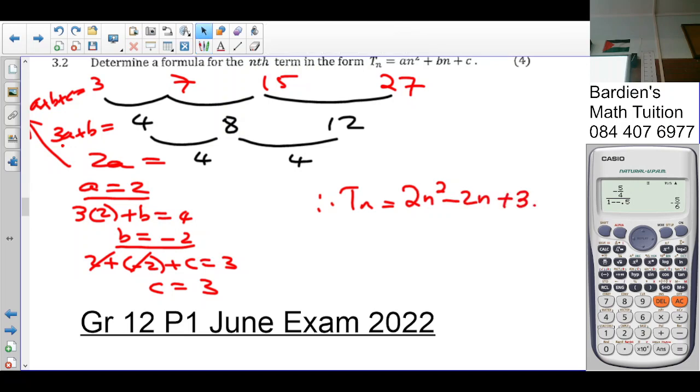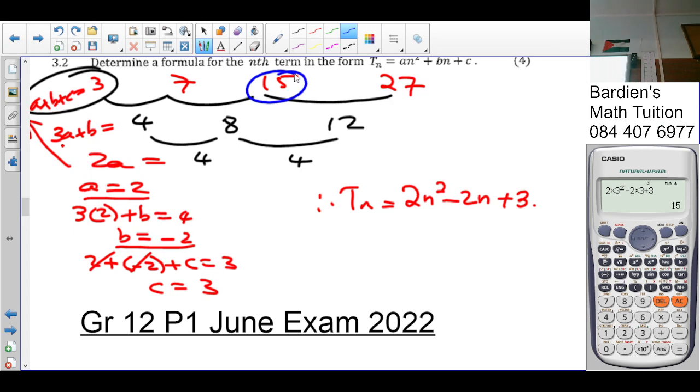People, the sum is worth 4 marks, so it's worth testing. So let's check. We can test with term 3, so 3 squared. Don't go with term 1, because this formula is derived using the first term. Even though your general term is incorrect, it will still show as if it's correct, because we actually use that to calculate your c value. And 15 is the third term of the pattern, therefore this is correct.